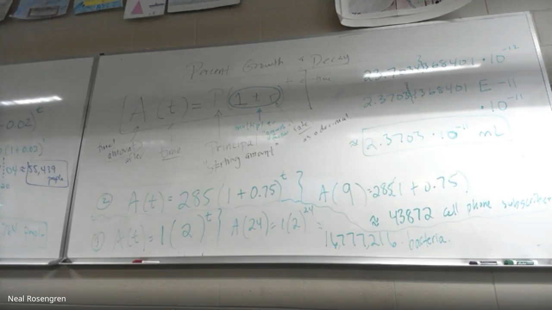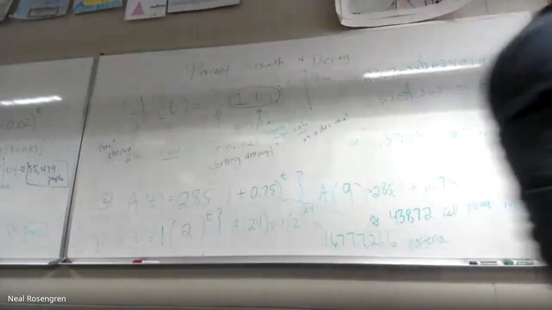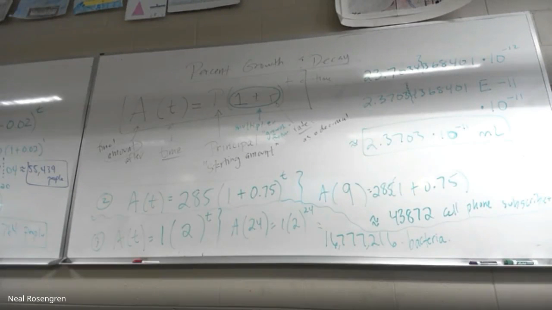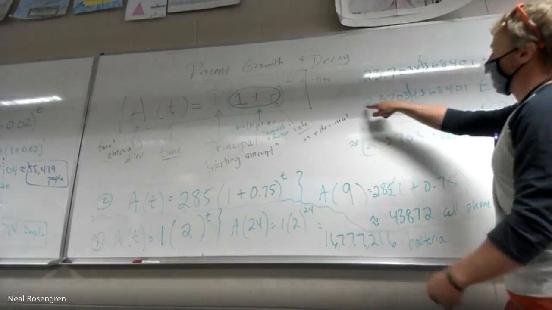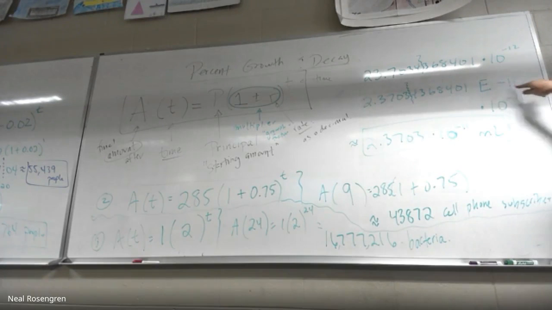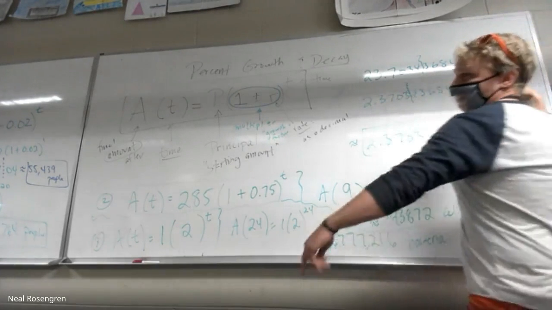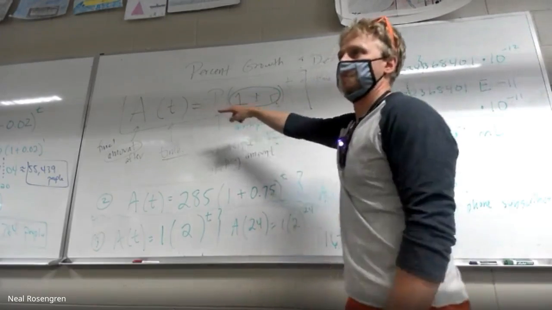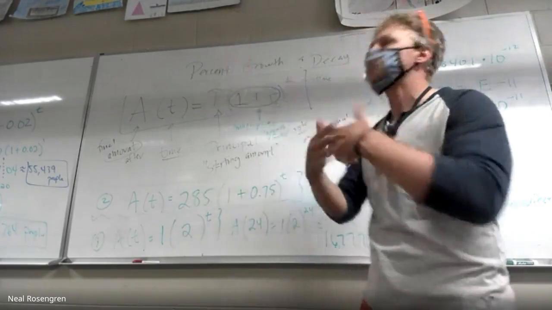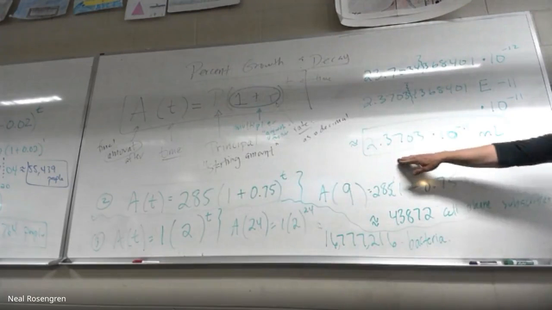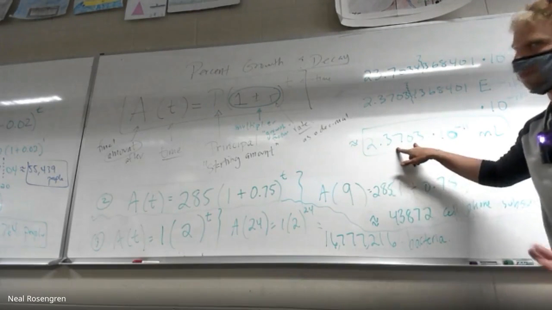Okay, so E is the calculator's attempt at scientific notation. When numbers are too big or too small, they can't fit enough zeros. So when you see 2.37 and so on, E negative 11, that really means times 10 to the negative 11, which means move this decimal 11 times in the negative direction. 0.00000, like super, super tiny. We'll just write it using scientific notation, and I like 4 decimals just to be safe.